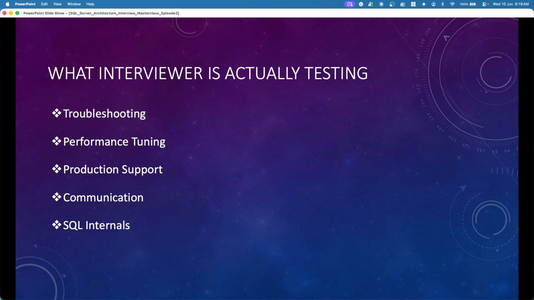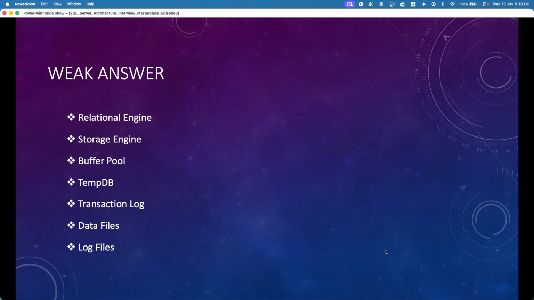For example, a user says the application is slow. So how do you troubleshoot? The solution is not "let's restart the SQL Server." That's not the perfect solution. The solution starts with understanding the architecture, right?